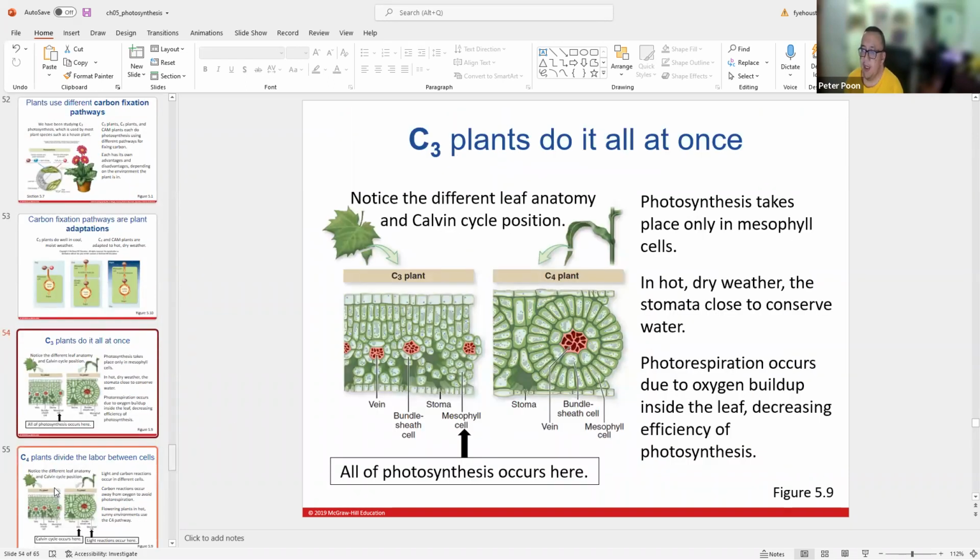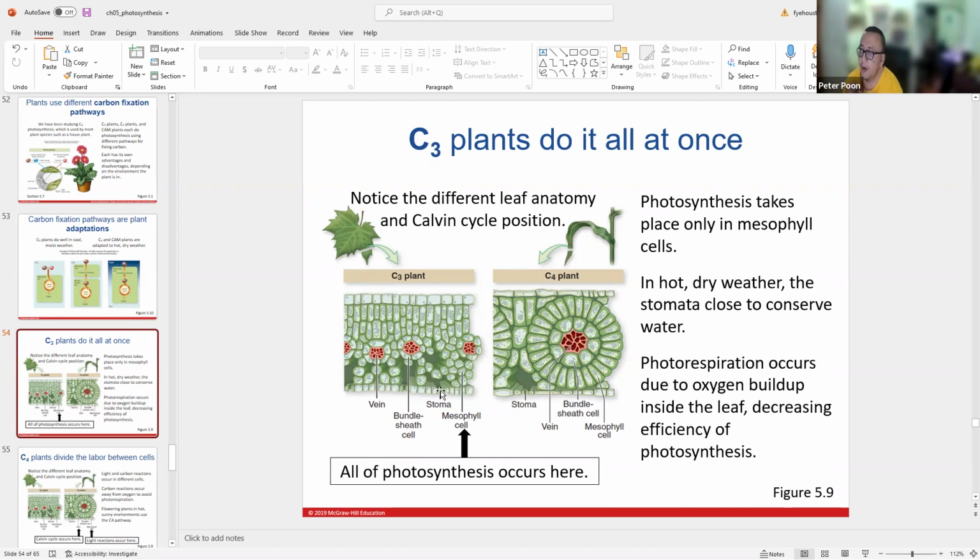So C3 plants are here. All the photosynthesis occurs right here in these cells. Photosynthesis only takes place in the mesophyll cells right here. But during hot, dry weather, because the plant doesn't want to dry out, the stomata have to close to conserve water.